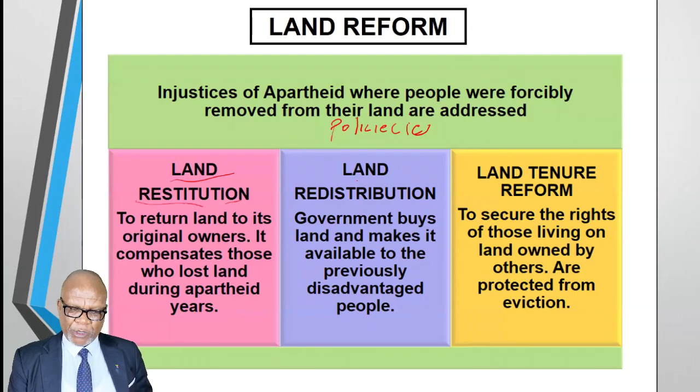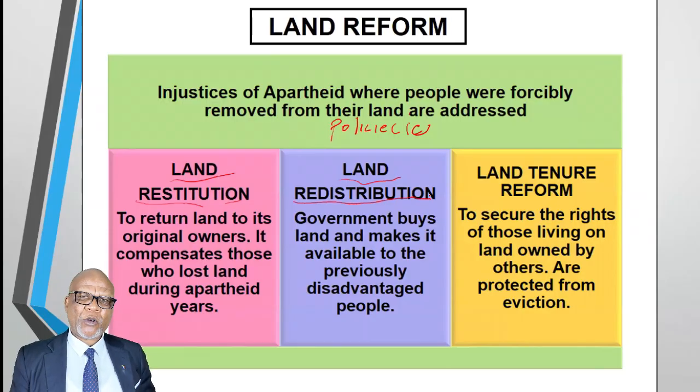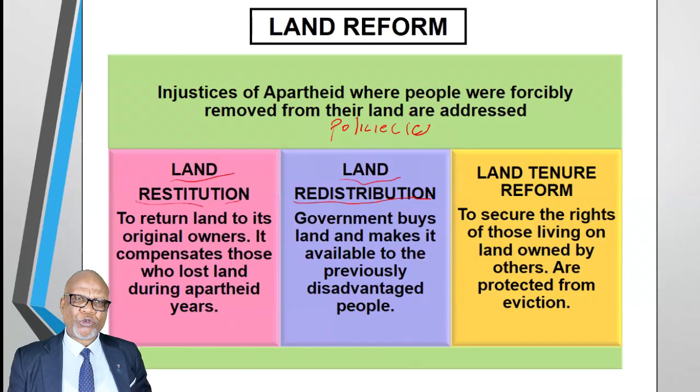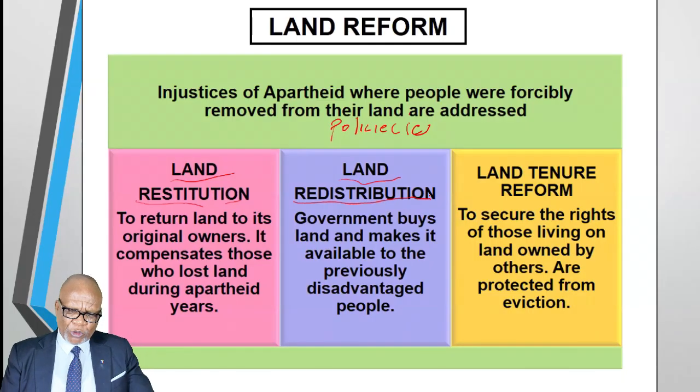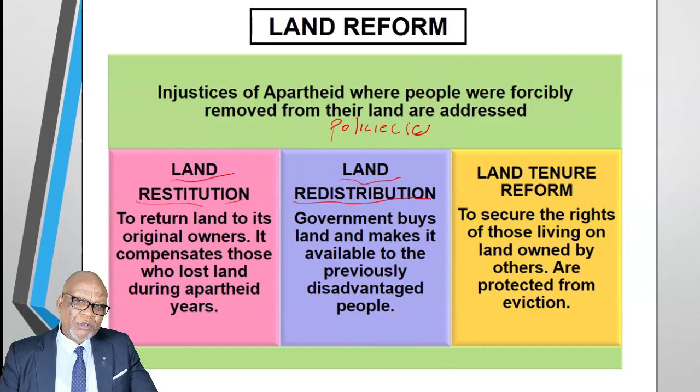So what is happening now with land redistribution? People that never owned land are given an opportunity to own land. So government buys land and makes it available to the previously disadvantaged people. Land was distributed during apartheid, but it was unfairly distributed. So when land is redistributed, it means the people that were not given land before have an opportunity to own land.